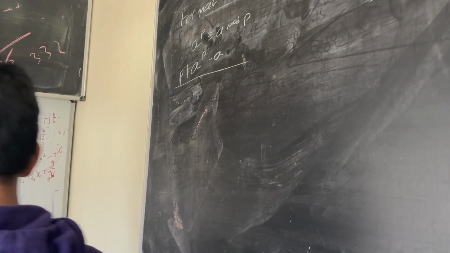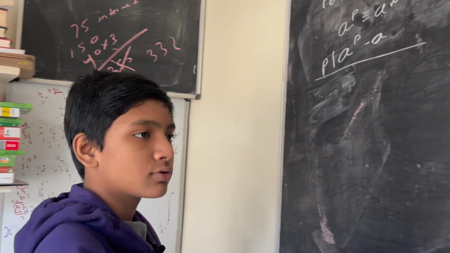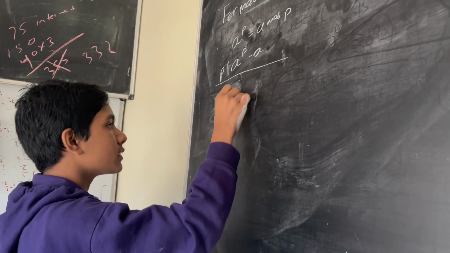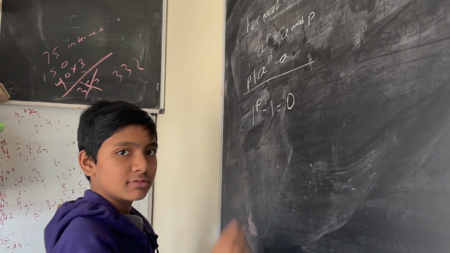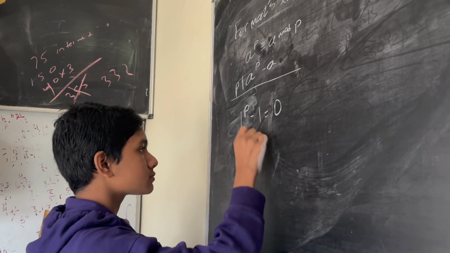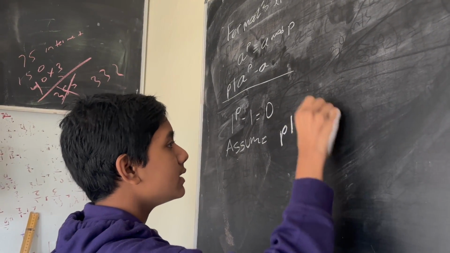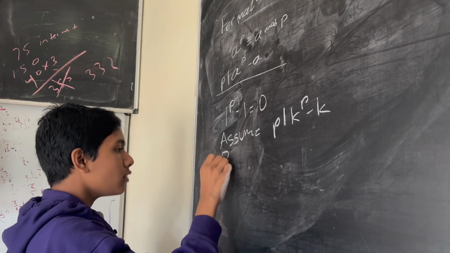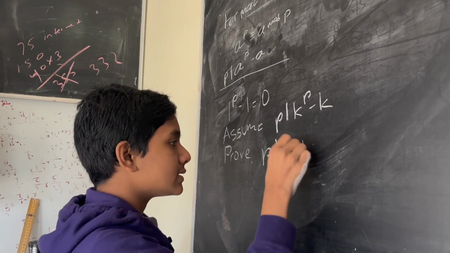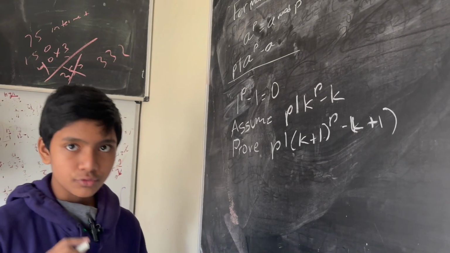How do we use induction in this specific example? Well, we already went over a bunch of examples where this works. But the easiest example to use is, of course, 1 to the p minus 1. That's obviously equal to 0, right? So now, let's assume that p divides k to the p minus k. Now we will prove that this is true for p divides k plus 1 to the p minus k plus 1. Now, why do we do this?